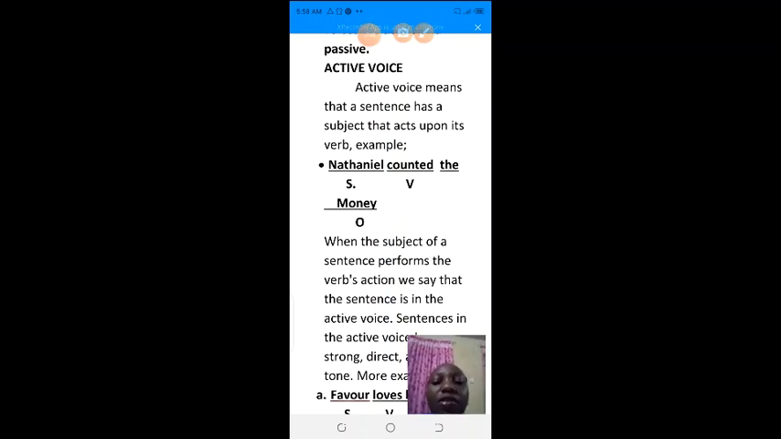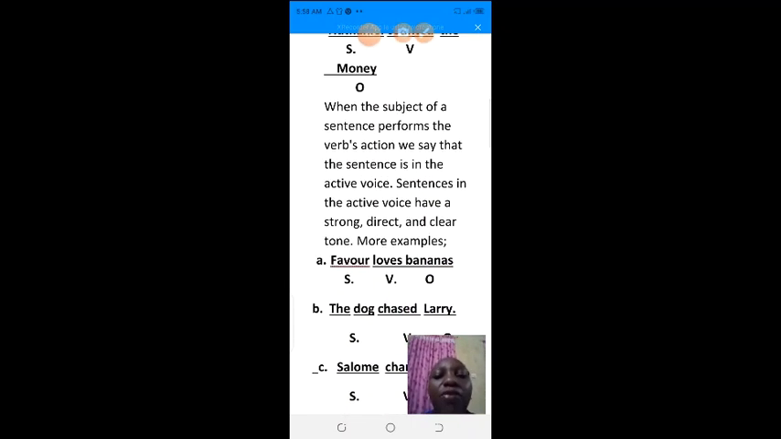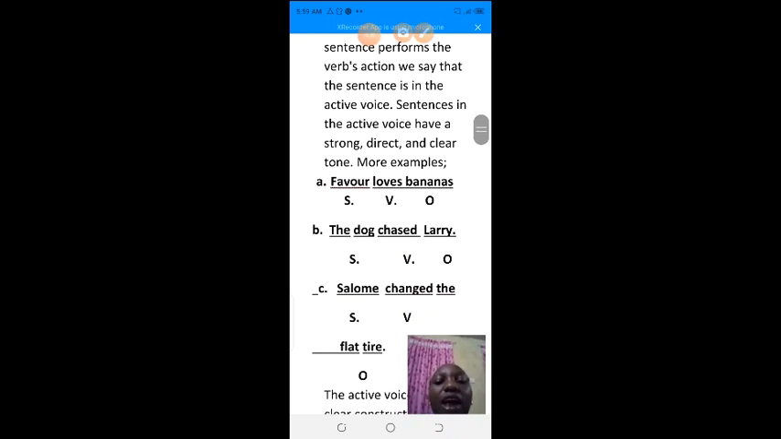When the subject of a sentence performs the verb action, we say that the sentence is in the active voice. Sentences in the active voice have a strong, direct, and clear tone. More examples are Favor loves bananas. And I've told you why we did not use love but loves. Why is there an S on the verb? Because Favor is one person, singular.